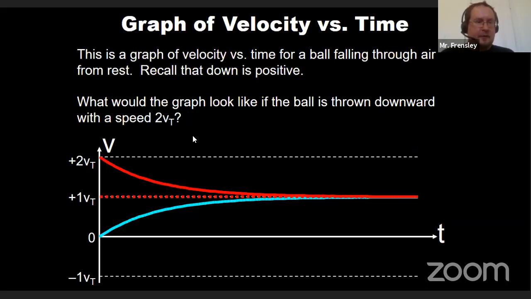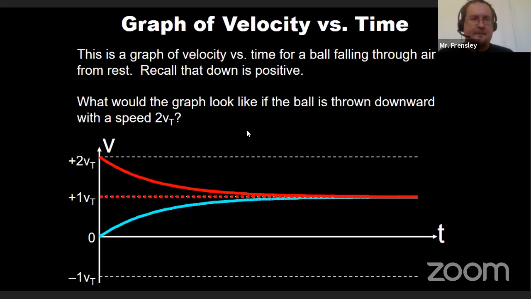Now notice the graph begins at 2 times the terminal velocity and again asymptotically approaches the terminal velocity. In this case, the ball is falling faster than terminal velocity, so it will slow down, asymptotically slowing down to its terminal velocity. If the ball is initially moving slower than terminal velocity, it will speed up to terminal velocity. If the ball is moving faster than terminal velocity, it will slow down to terminal velocity.